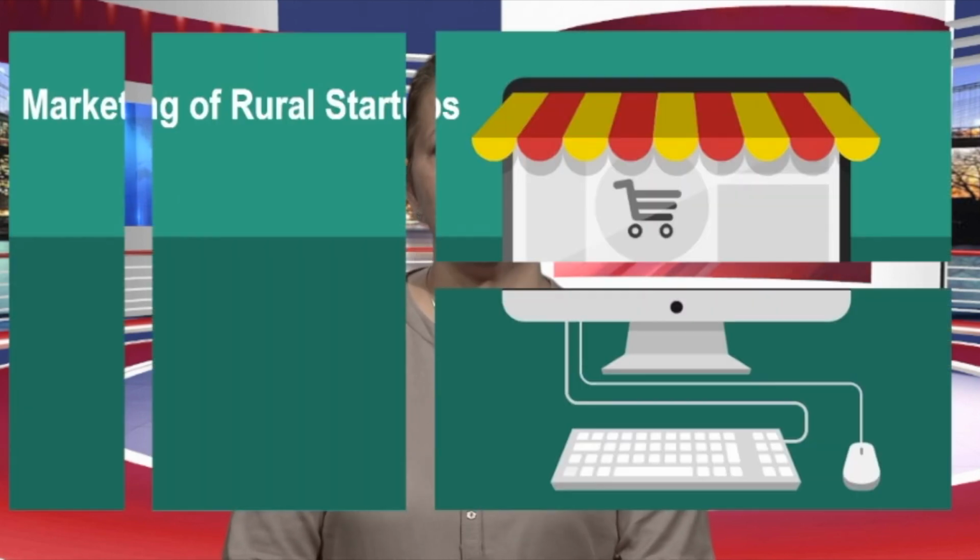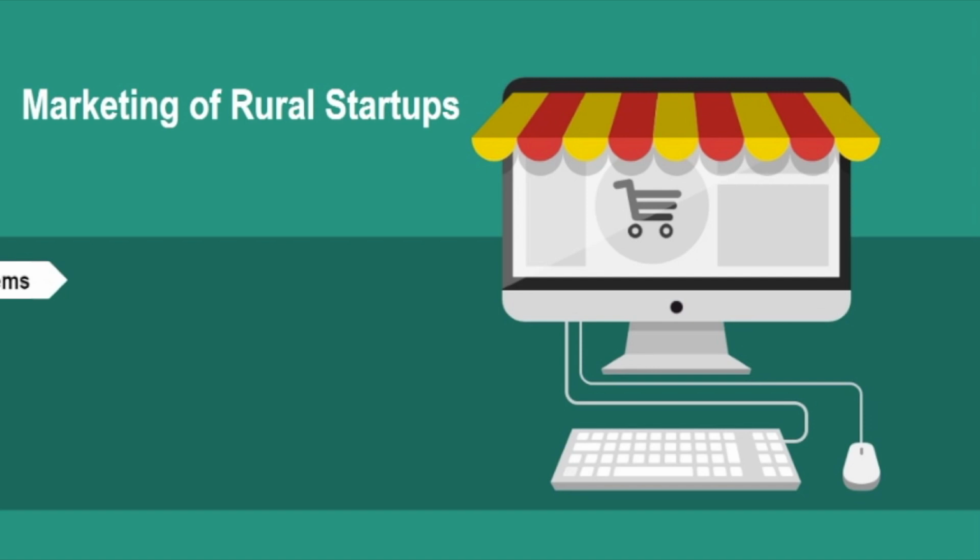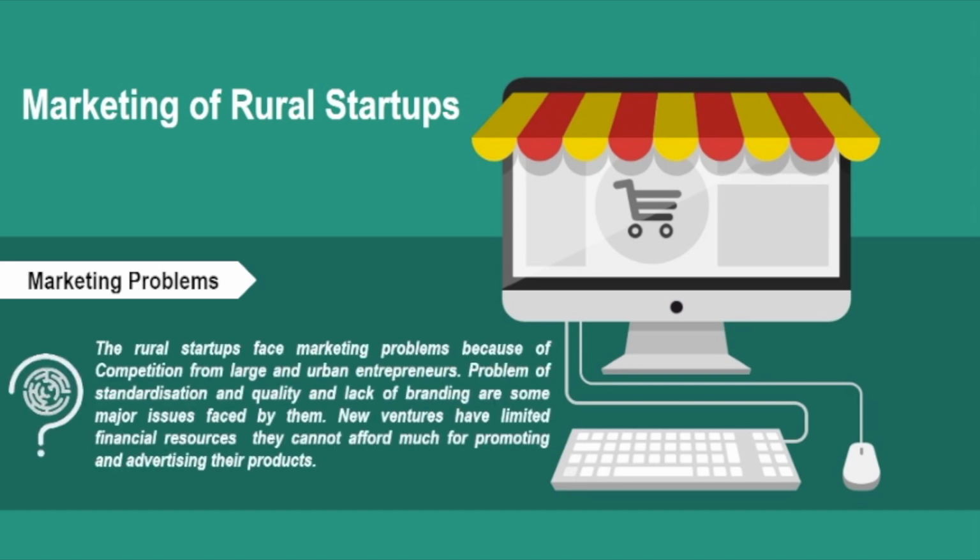Another major problem is the marketing of rural startups. Let us see what are the problems faced by the rural startups. These rural startups face marketing problems because of the competition from large and urban entrepreneurs. We know that when a new startup is taking place in the rural part, then it is mostly a smaller enterprise. But when the products go into the market, it has to compete with a similar product being produced by a big or a larger company. So this is the major problem.